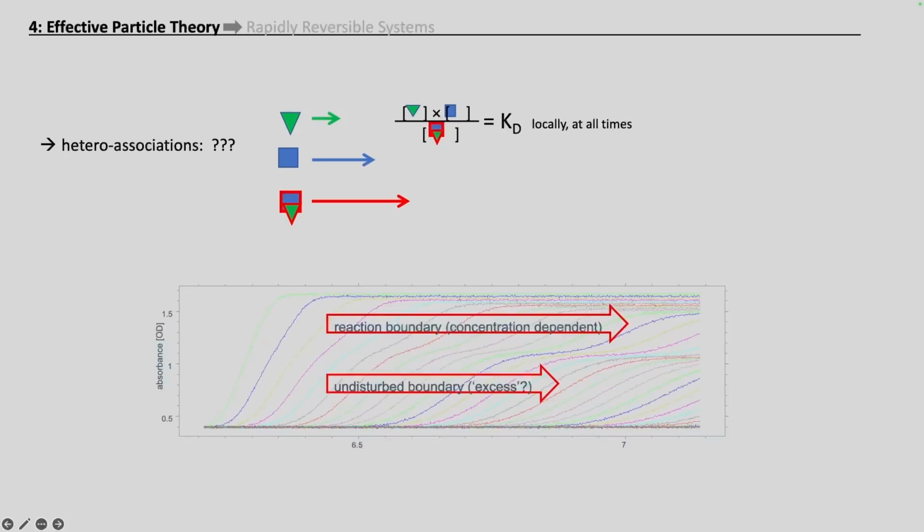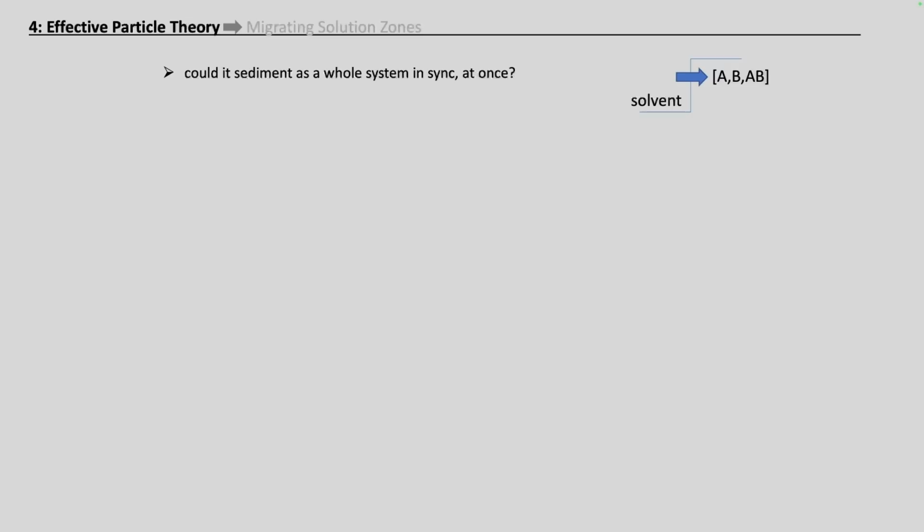We have seen that for whatever reason such a system can form at most two boundaries. And in terms of terminology, we call the fast boundary a reaction boundary and the slow boundary the undisturbed boundary. The reaction boundary is concentration dependent, whereas the undisturbed boundary migrates like one kind of the free species. For that reason, it has sometimes been mistaken as a molar excess of one component, but we'll see shortly why this is not true.